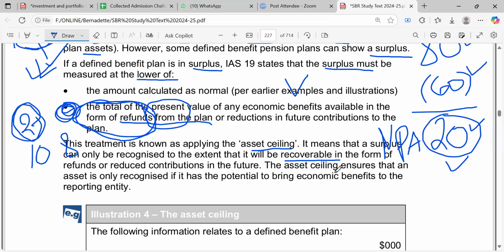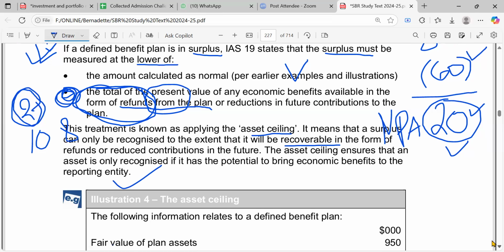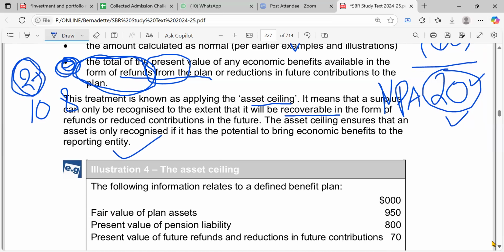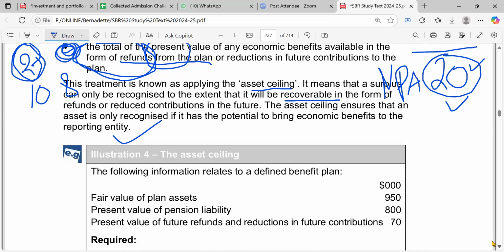The asset ceiling then ensures that an asset is only recognized if it has the potential to bring economic benefit to the reporting entity, which is very fine, because an asset is an economic resource embodying economic benefits. They don't say it, but this helps to keep up with the principle of prudence, the prudence concept. Prudence is all about the exercise of caution to make sure that assets and income are not overstated, and expenses and liabilities are not understated, right?